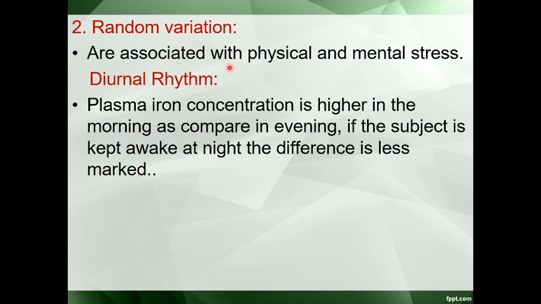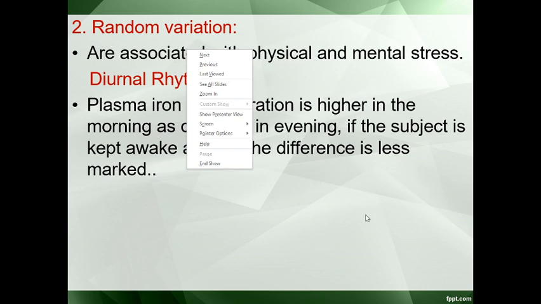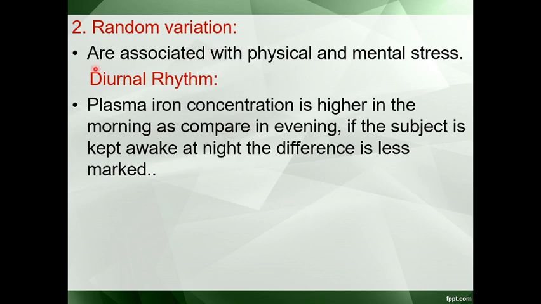Random variation. These are associated with physical and mental stress. That is, they are not fixed. It can be higher or lower. Diurnal rhythm. That is, the plasma iron concentration is higher in the morning as compared to the evening. That is, it changes with the time of the day. If the subject is less awake at night, the difference is less marked.